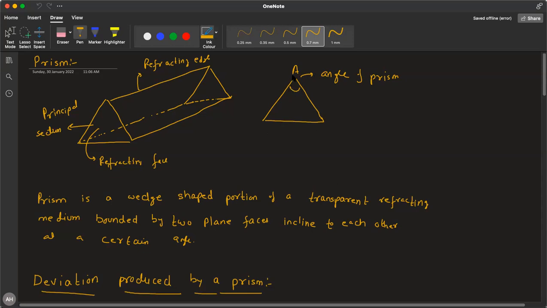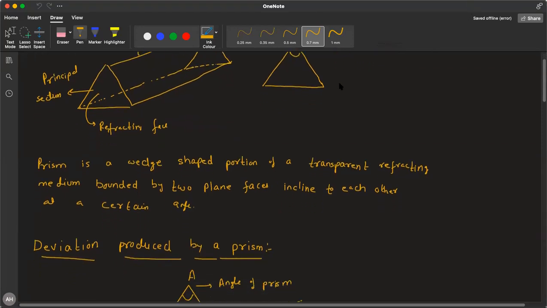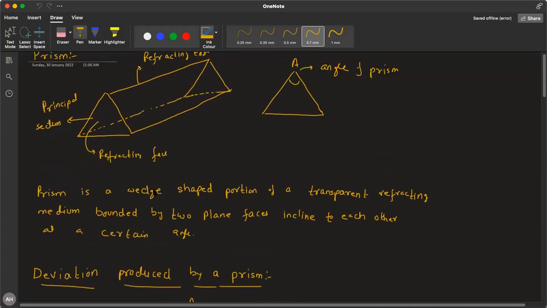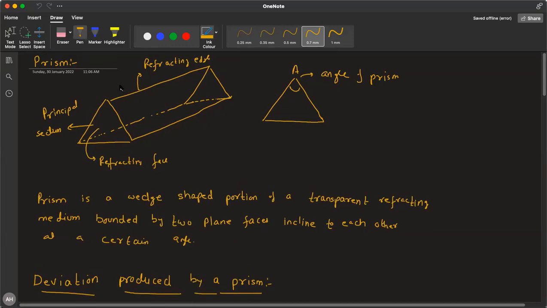This particular angle is known as the angle of prism. This A is the angle of prism. So what is prism? Prism is just a wedge-shaped portion of a transparent refracting medium bounded by two plane faces inclined to each other at a certain angle. So these are the two faces, this one face and this another face. There are a few names for each face. This face is known as the refracting face. This is the edge, the refracting edge.